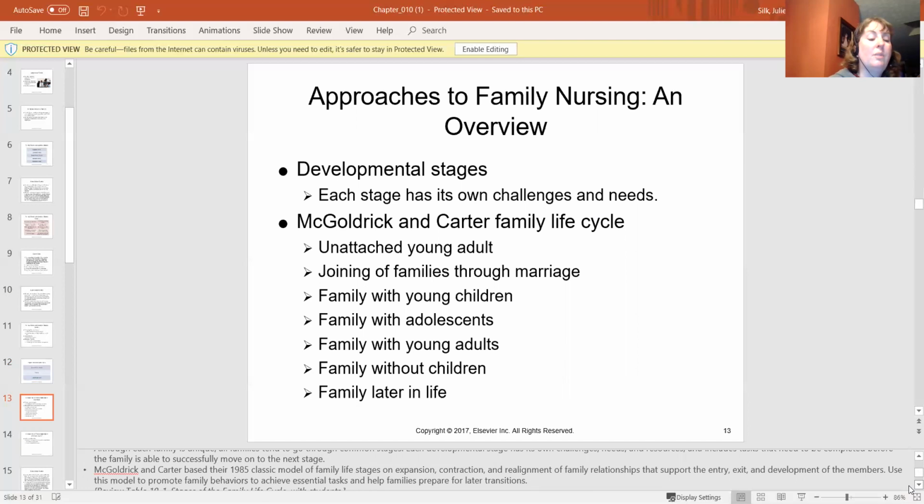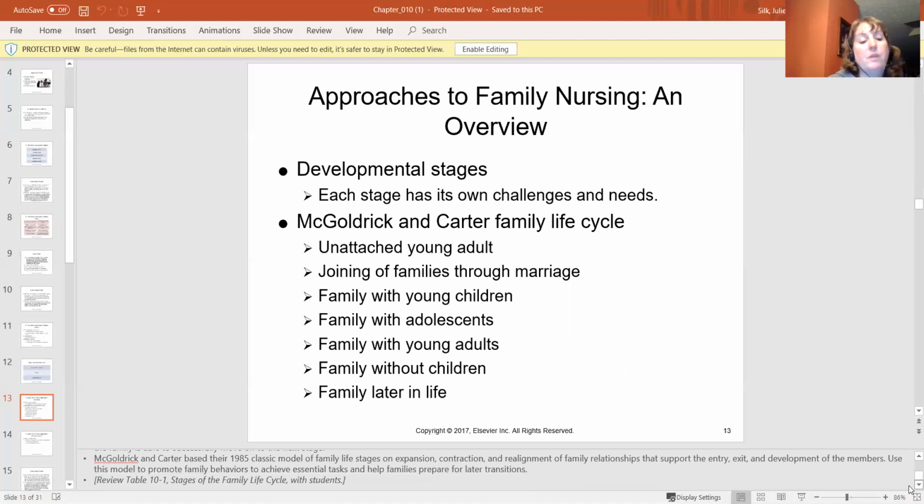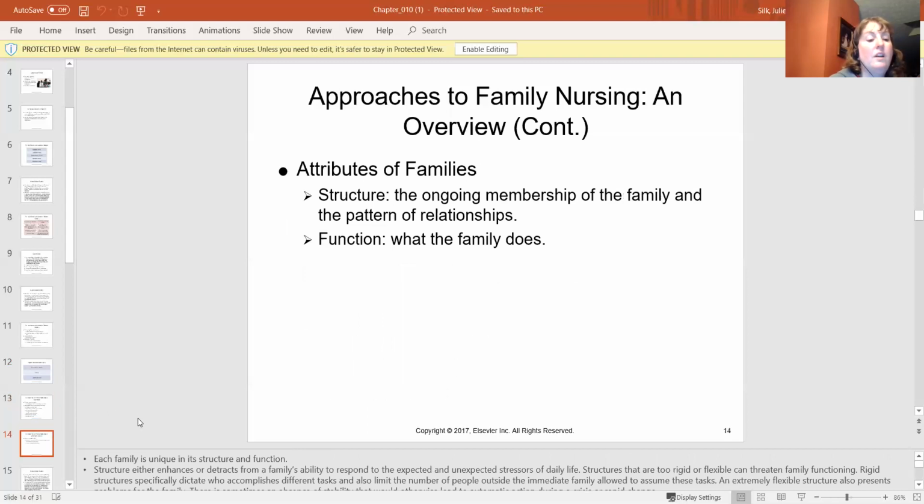McGoldrick and Carter based their 1985 classic model of family life stages on expansion, contraction, and realignment of family relationships that support the entry, exit, and development of its members. Use this model to promote family behaviors to achieve essential tasks and help families prepare for later transitions. Each family is unique in its structure and function. Structure either enhances or detracts from a family's ability to respond to the expected and unexpected stressors of daily life.